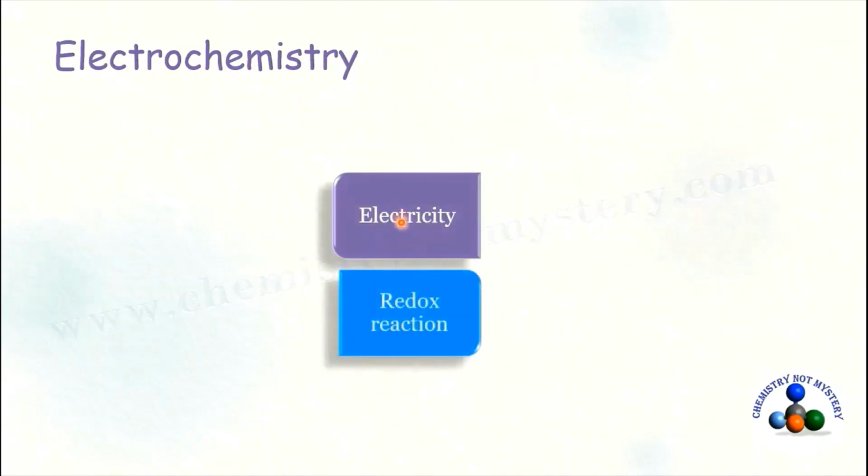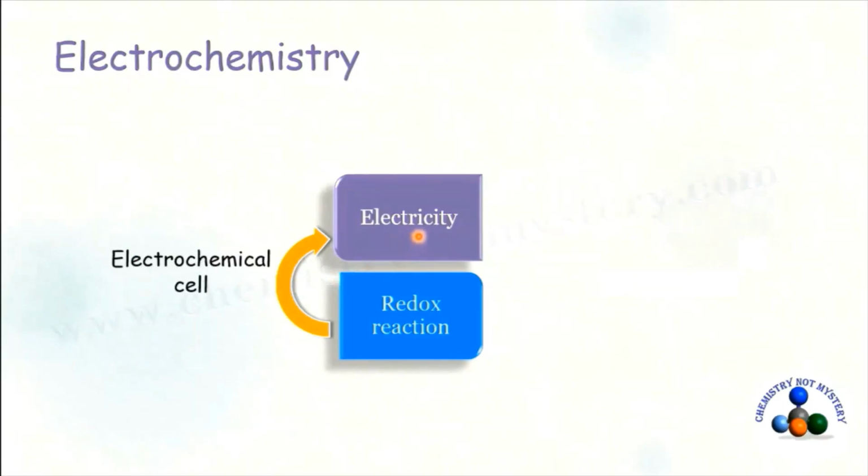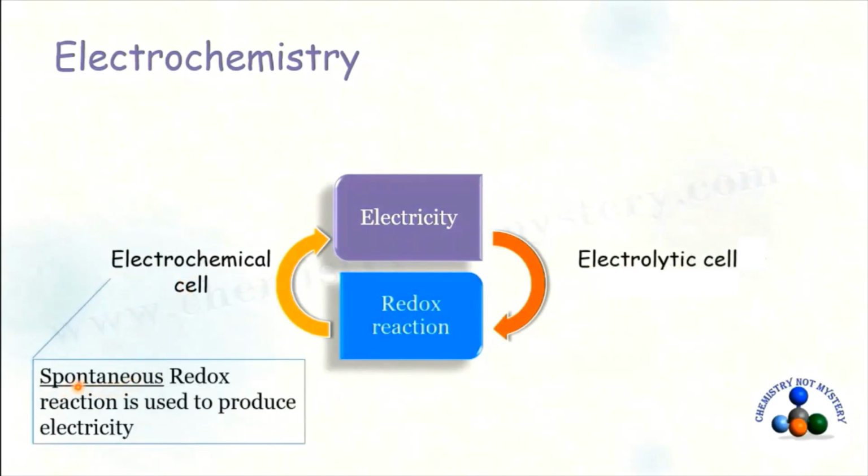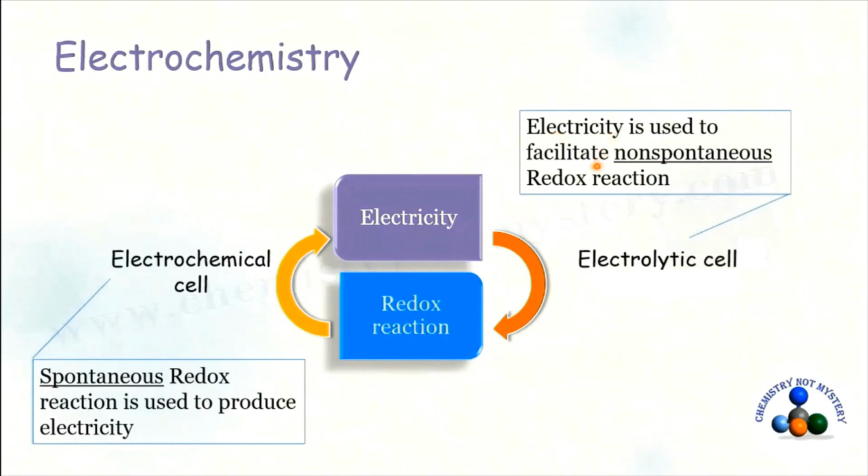For the interconversion of electricity and redox reaction, we require some device. For the conversion of redox reaction into electricity, electrochemical cell is required. And for the conversion of electricity into redox reaction, electrolytic cell is required. Electrochemical cell uses spontaneous redox reaction to produce electricity. Electrolytic cell uses electricity to facilitate non-spontaneous redox reaction.